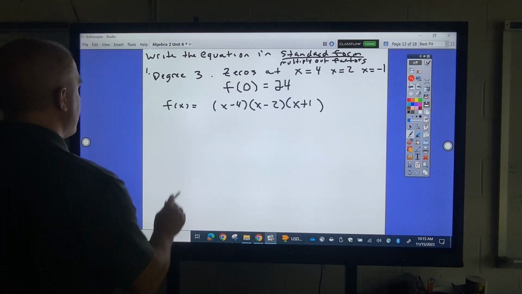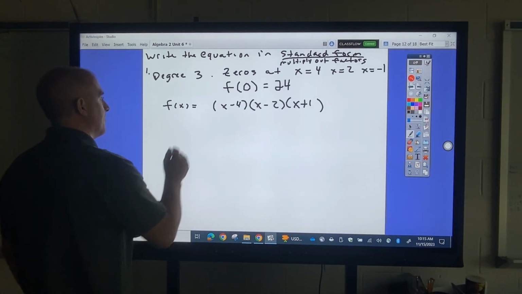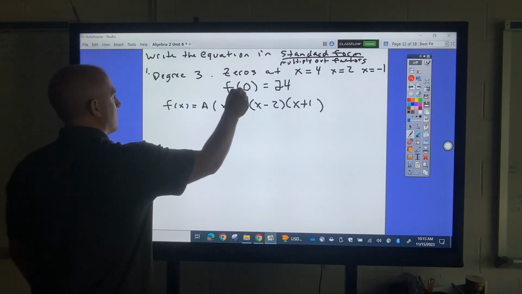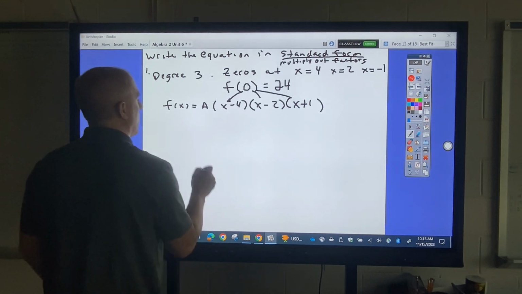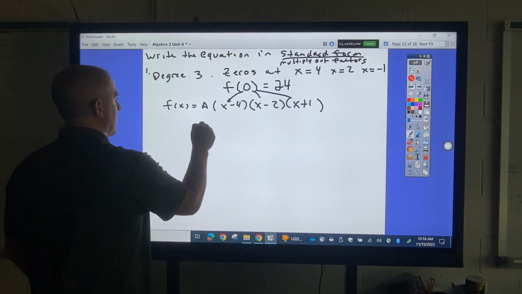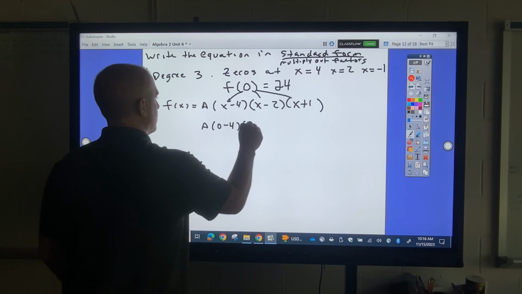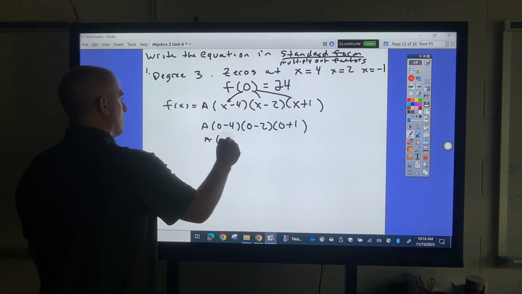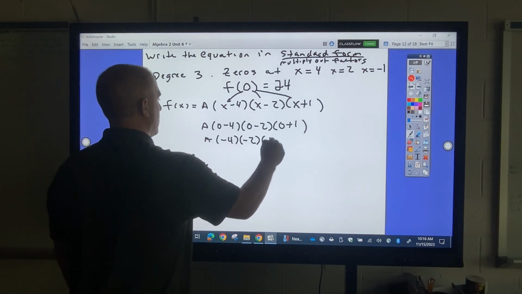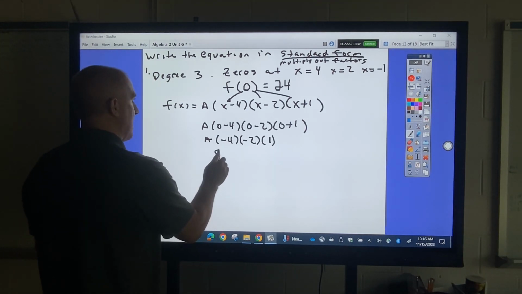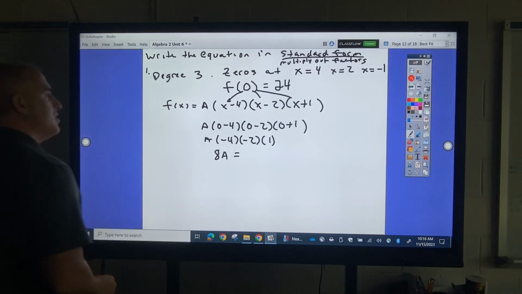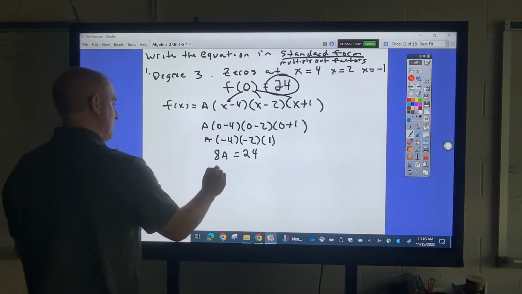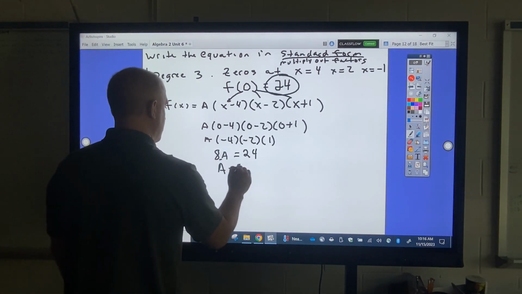Now, what I have to do, it says f of 0 equals 24. So I've got to do a couple things. First, I'm going to put a little letter a there. And so what has to happen is I'm going to put a 0 in for all of those. So I get 0 minus 4, 0 minus 2, 0 plus 1. So that's going to be negative 4, negative 2, 1. If I multiply those, that's 8a. And I'm going to set that equal to what I'm trying to find there, 24, and that a, if I divide, would be 3.